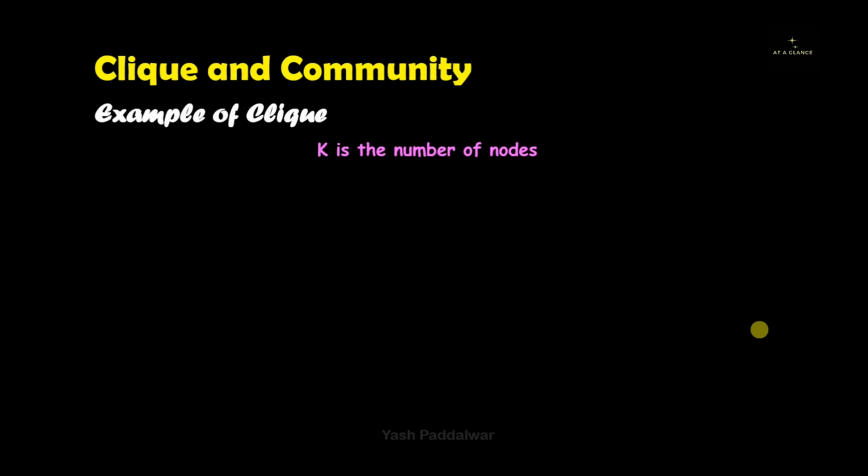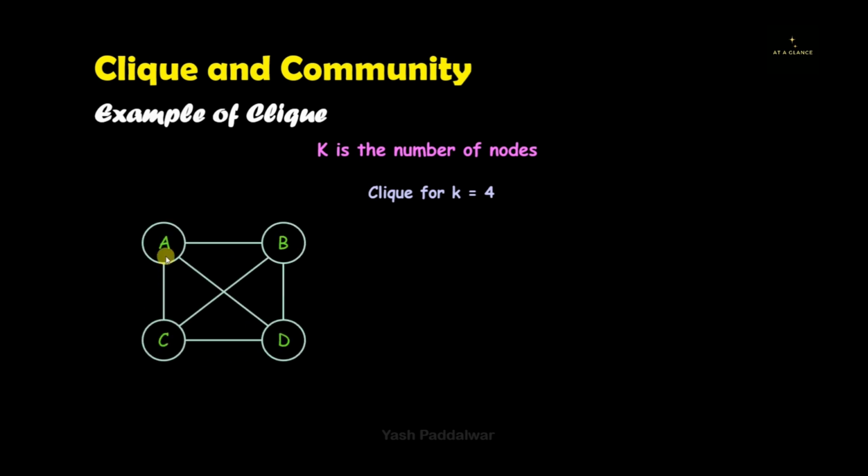Now we'll see clique for k equals to 4. By this you can understand that 4 nodes are involved in the subset. So here are the 4 nodes. The 4 nodes are A, B, C and D. Here you can see that every single node is connected to every other node. A is connected to B, C and D. B is connected to A, C and D. C is connected to A, B and D, as well as D is also connected to A, C and B. So you can see this is a valid clique for k equals to 4.